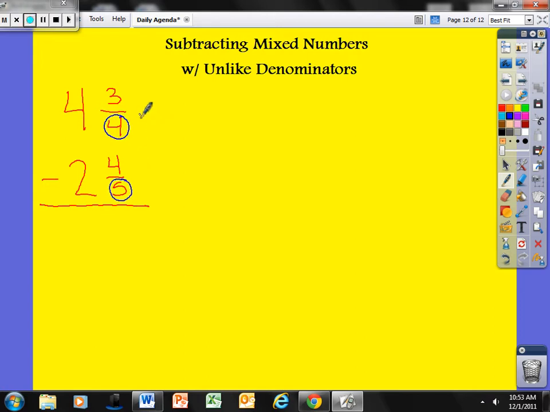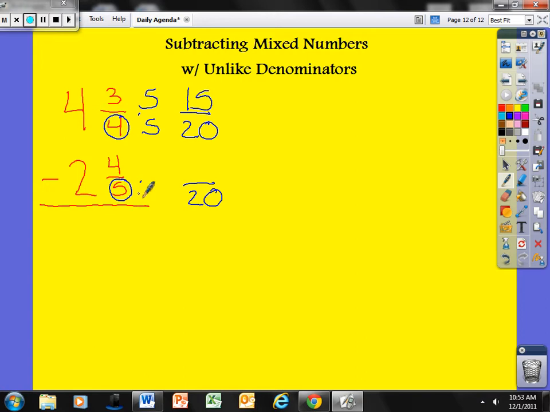So I need to find the LCD, LCM, least common multiple, least common denominator for 4 and 5. I know that is 20. So 20 here is my new denominator over here, 20 here is my new denominator over here. Asking myself, what did I multiply 4 by to get 20? I multiplied it by 5. 5 times 3 is 15.